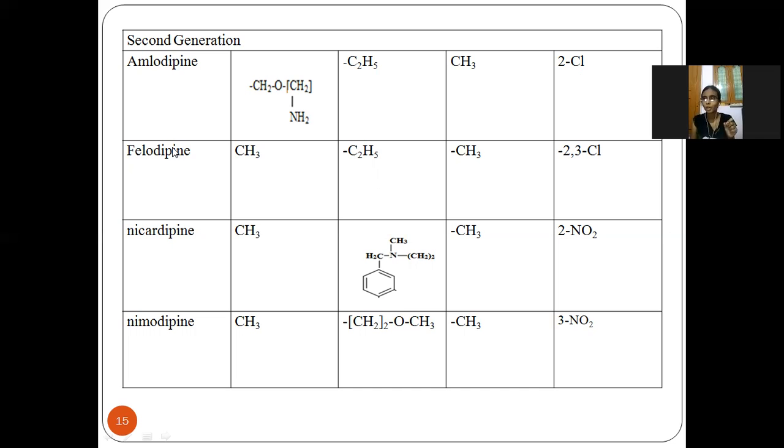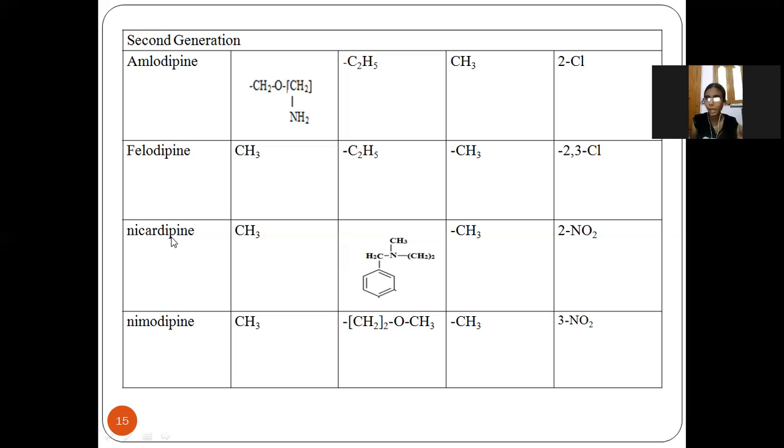Next, felodipine means in R1 position methyl group, in R2 position ethyl group, in R3 position again methyl group, and in X position, in the benzene ring, in the second and third position the chlorine atoms should be placed. Then we will get the felodipine.